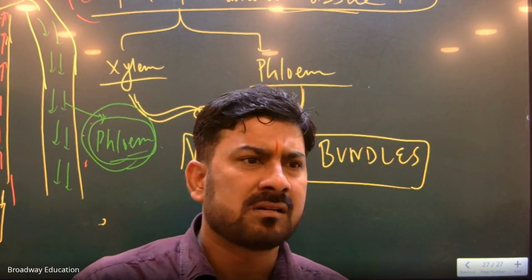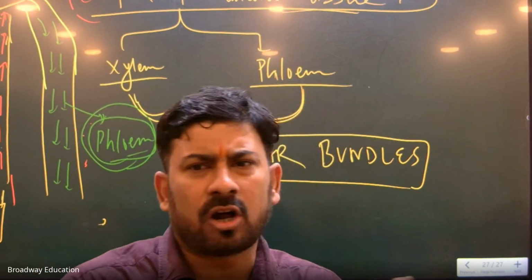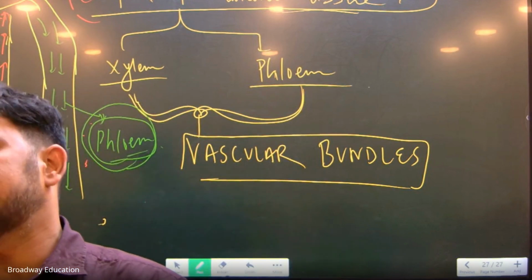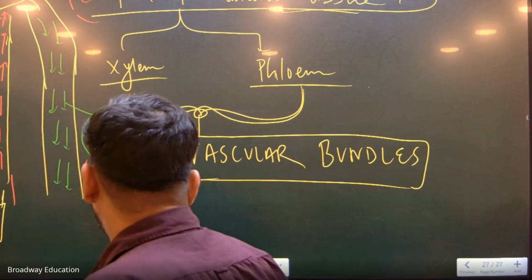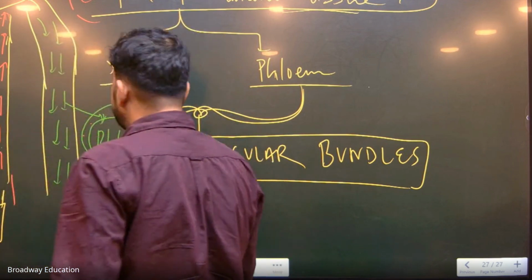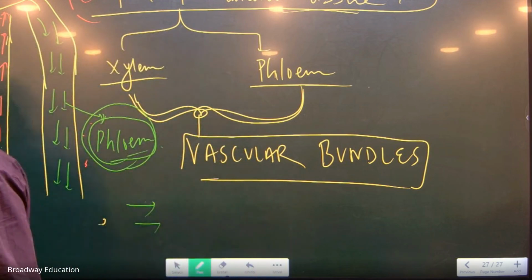And together, xylem and phloem are called the vascular bundle. Understand here everyone? Very important. Now you can make some notes on it. Please write down a few lines on this.